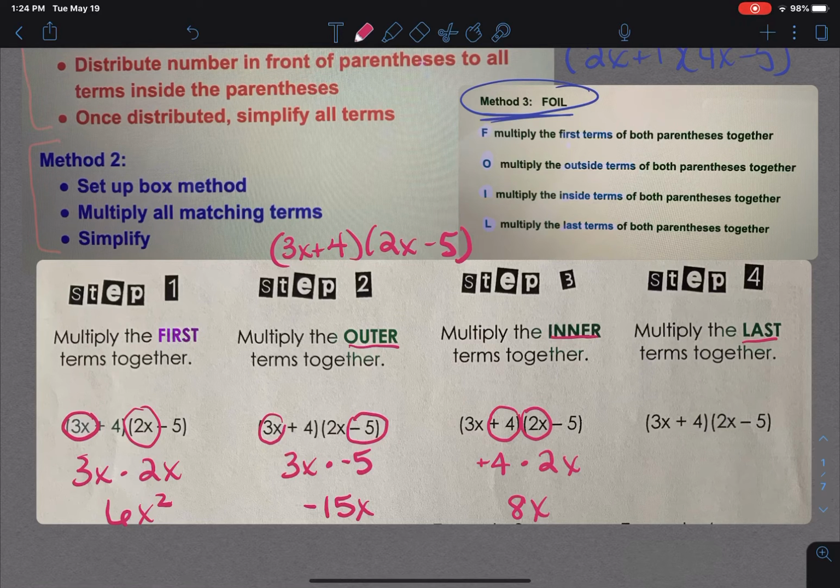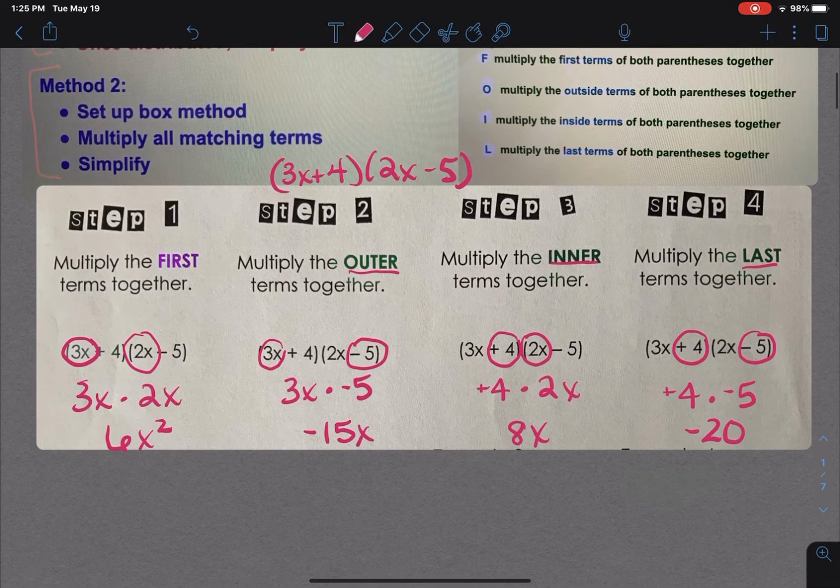So last is when you do the last terms in both parentheses. So that would be those 2. So positive 4 times negative 5 is going to be negative 20. Now we're going to put these together. So 6x squared minus 15x plus 8x minus 20.